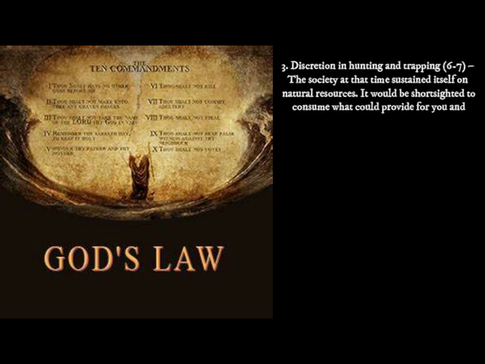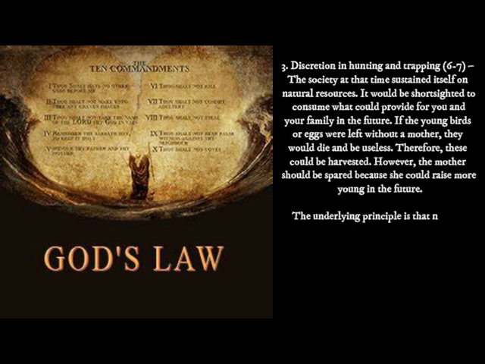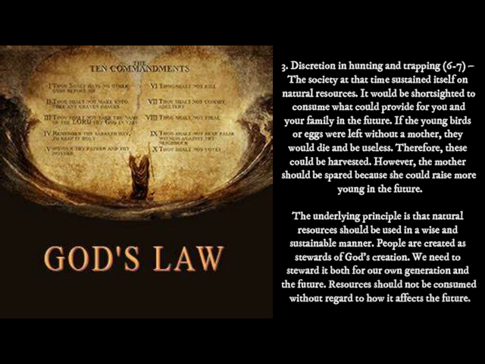3. Discretion in hunting and trapping, 6 to 7. The society at that time sustained itself on natural resources. It would be short-sighted to consume what could provide for you and your family in the future. If the young birds or eggs were left without a mother, they would die and be useless. Therefore, these could be harvested. However, the mother should be spared because she could raise more young in the future.